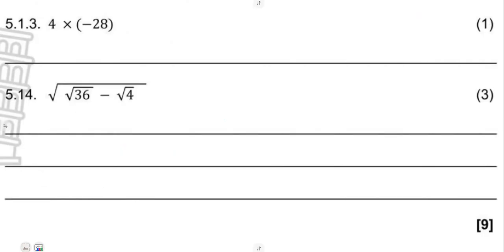5.1.3: 4 times negative 28. All right, a product. So you must consider the signs first, a positive to a negative. Remember, it gives us a negative. Then multiply the numbers. 28 times 4 is the same. Remember, A times B is the same as B times A. So we can multiply starting with 28. 4 times 8, that is what?